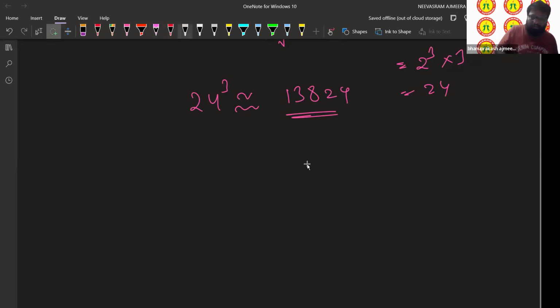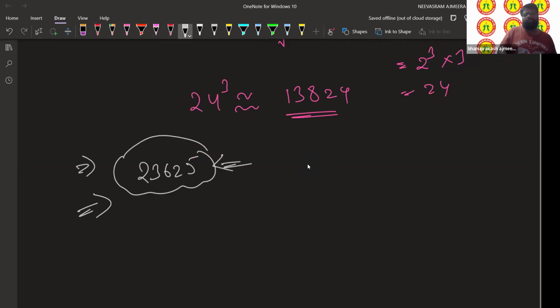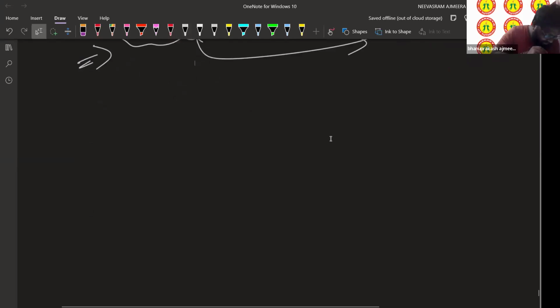Let me also write here, as many people have no question paper with them. So 23625, what number should be multiplied to 23625 so that it should be a perfect cube? Same method again: go for prime factorization until you get the power as a multiple of 3, you multiply the same base number. Got it. Next problem.